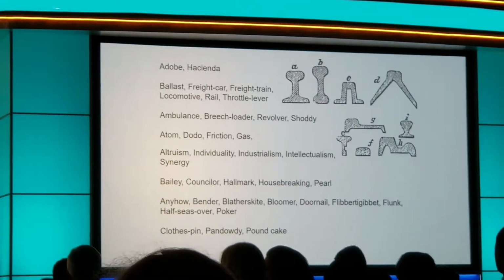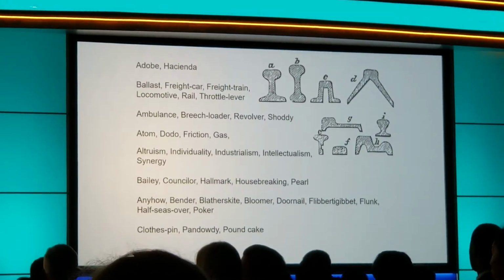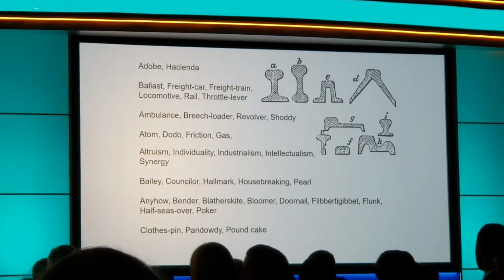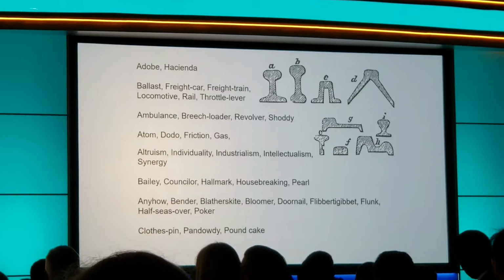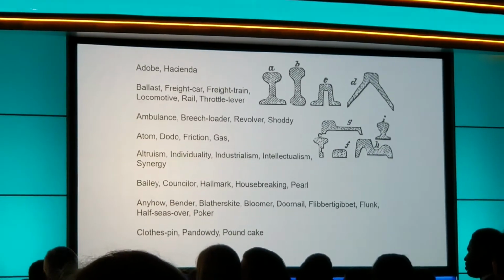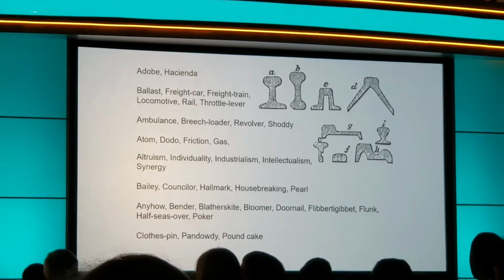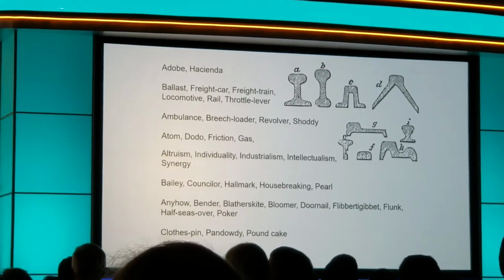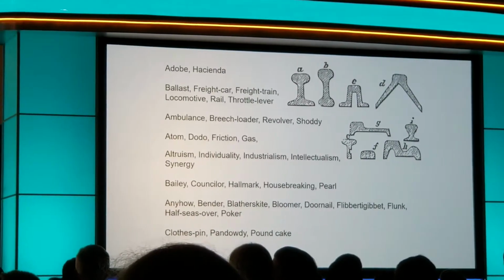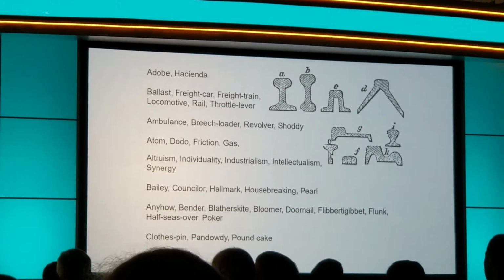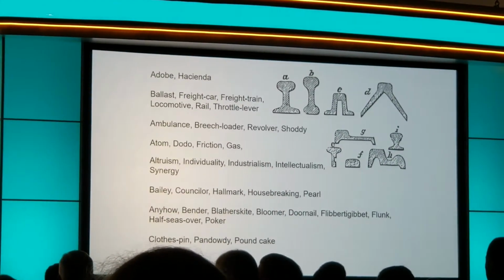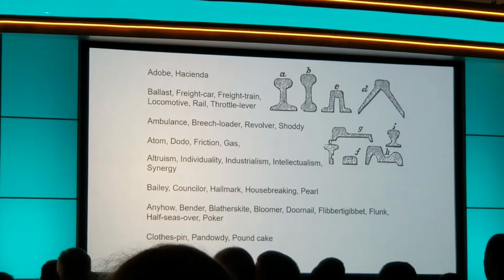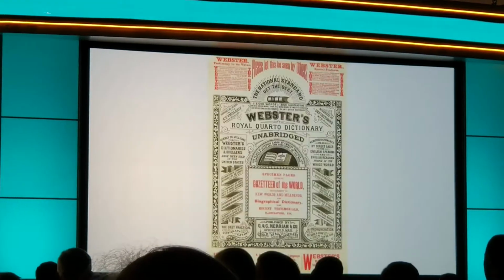These are some of the new words that were added in the 1864 dictionary, or new meanings of existing words. And you can trace a little bit of American history here. Adobe and hacienda from expansion into the Southwest. Ballast and freight car and freight train from the innovation of the steam engine. And you see words like breech loader, revolver. Shoddy was the fabric, the blue, that made the Union uniforms. And so you see words from science, words from agriculture, words from the different new professions that were added to the dictionary at that time.